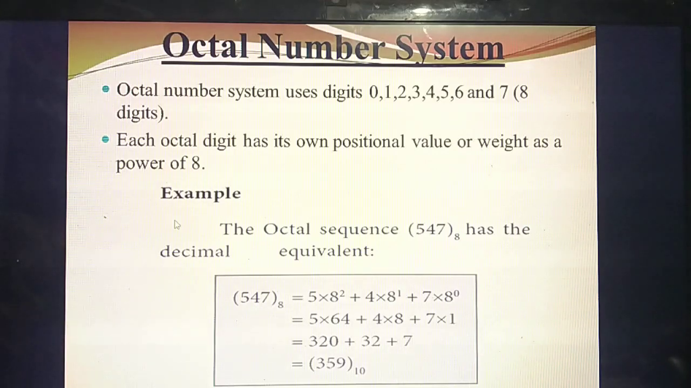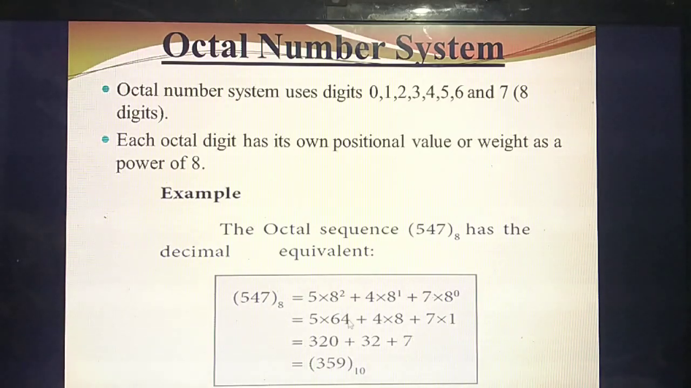Now we are going to multiply each digit with its place value. What's the place value of 5? 2. 5 into 8 square. Plus 4 into 8 power 1. Next, 7 into 8 power 0. Understand? So, 5 into 8 power 2 plus 4 into 8 power 1 plus 7 into 8 power 0.